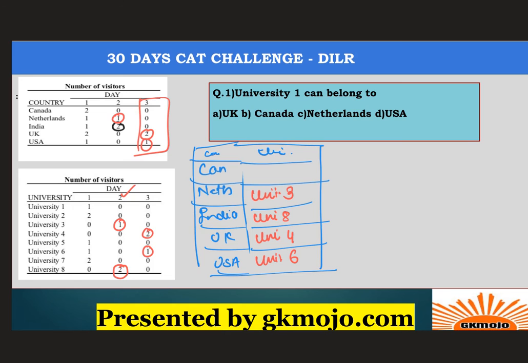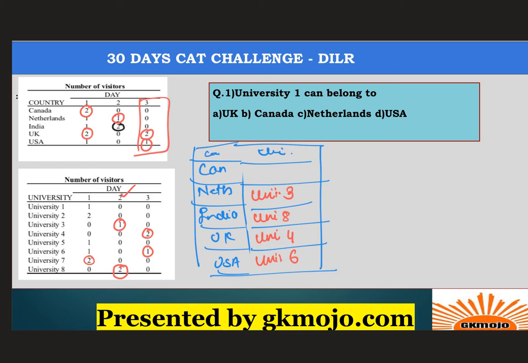Okay, so let's see, University 7. University 7 sends 2 visitors on day 1, right? Which are the countries that are sending 2 visitors on day 1? It's Canada as well as UK, right? It's Canada as well as UK. You cannot just confirm from here.